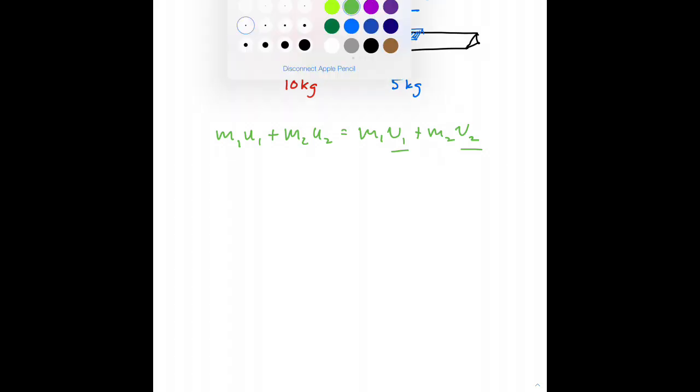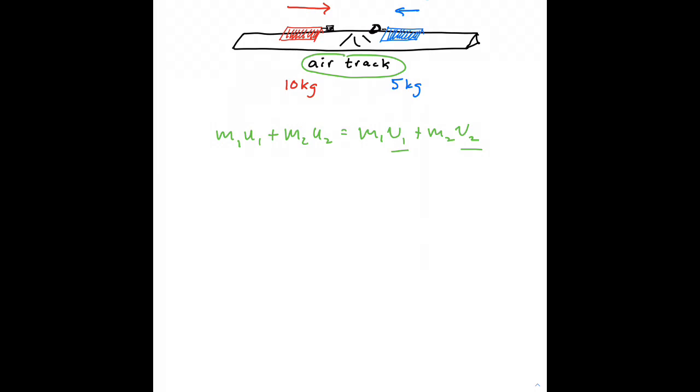The second equation is a statement of the law of conservation of mechanical energy: 1/2 m1u1 squared plus 1/2 m2u2 squared is 1/2 m1v1 squared plus 1/2 m2v2 squared. So we're just going to do a little bit of arithmetic and algebra to try to combine these two equations into one single expression.